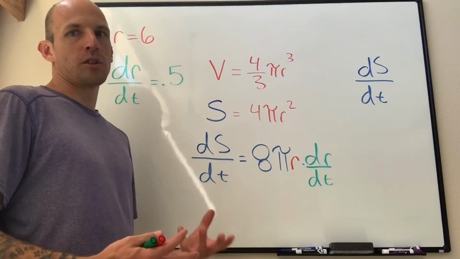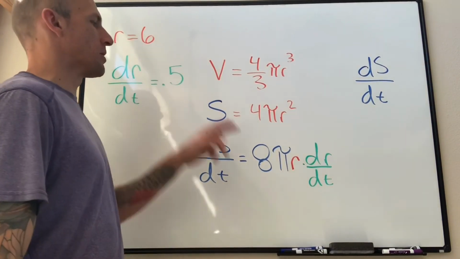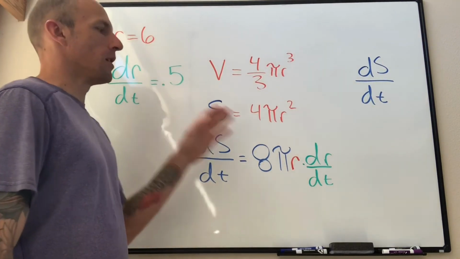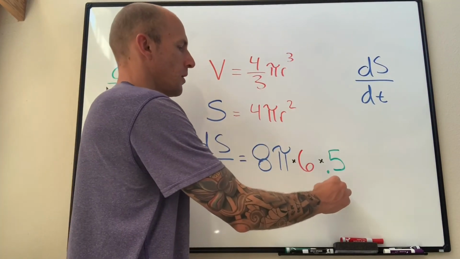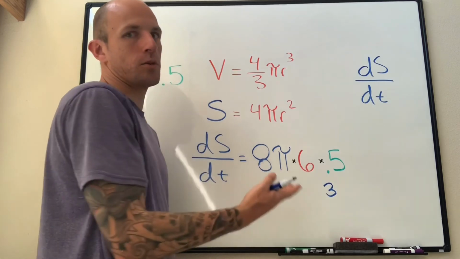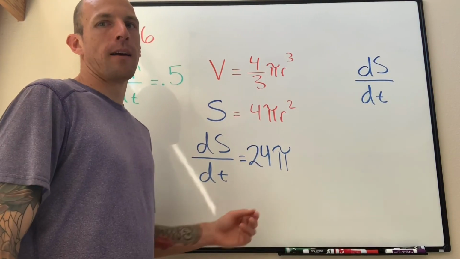Now all we have to do is plug in what we know. The radius was 6, dr/dt is a half. Half of 6 is 3, 3 times 8 is 24. Left in terms of pi, this is what we get.